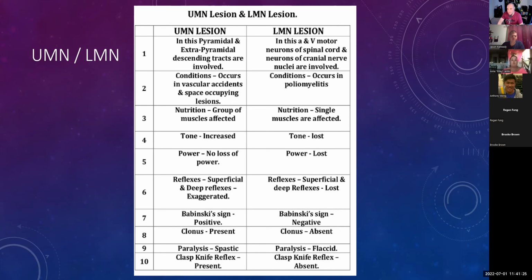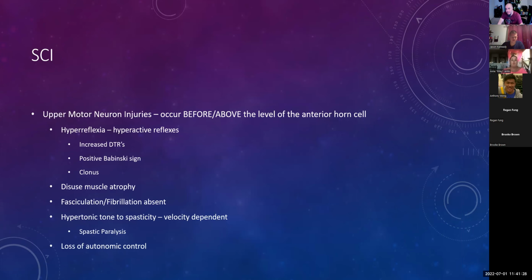I have this on here because this came out of the book. My breakdown, I think, works a little bit better. My breakdown is upper motor neurons are above or before the anterior horn cell, CNS. So they're going to be hyperreflexive, have disuse atrophy. They may have some fibrillation. They'll be hypertonic and have loss of automatic control. So the way I think about this is I'm hyperreflexive, so I could get quivering. And if I can get quivering, that means I'm hypertonic or spastic. If I'm spastic, I can't control it.